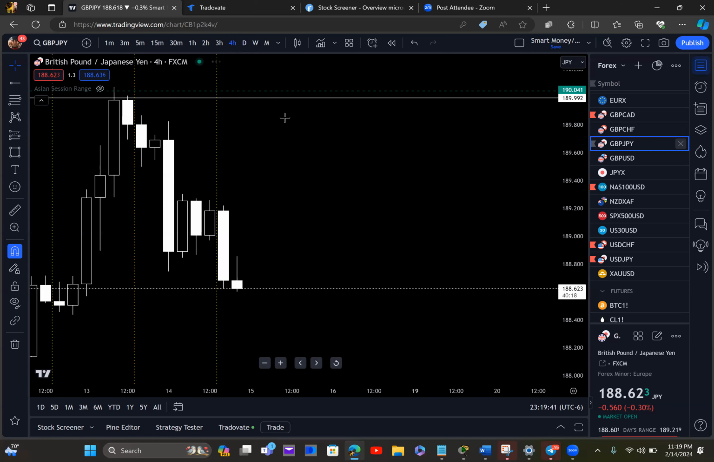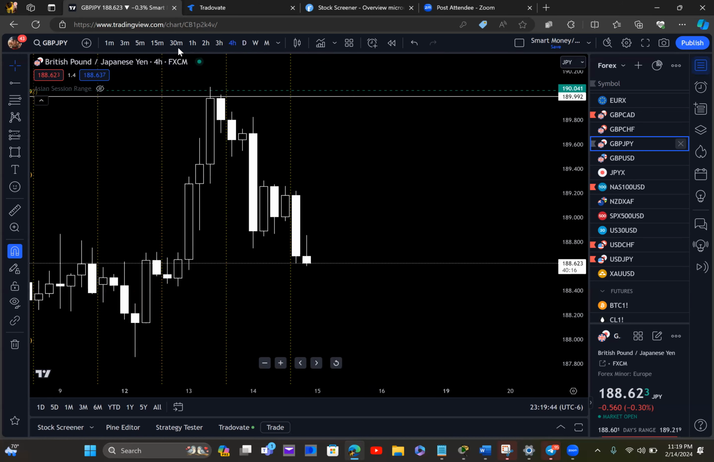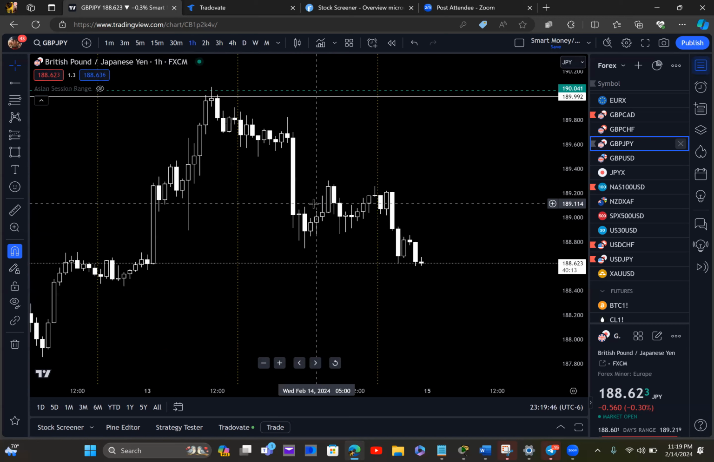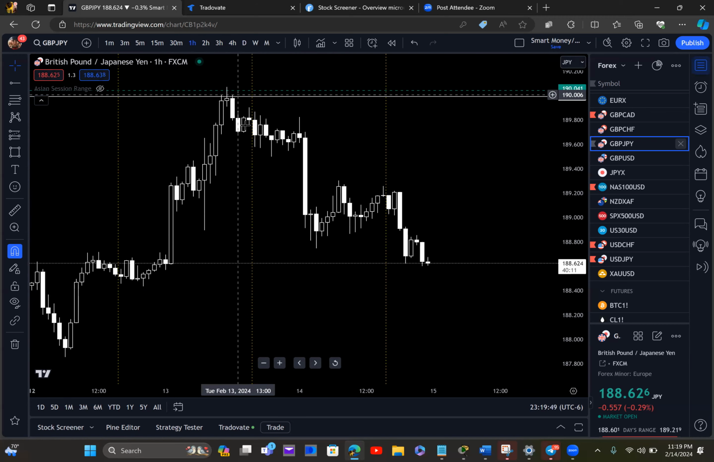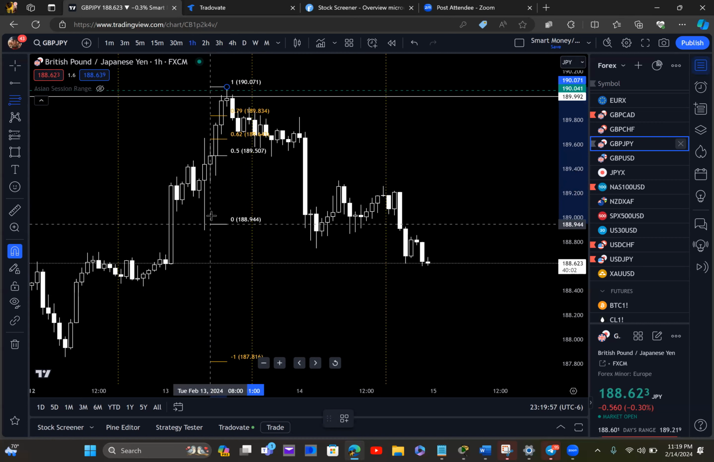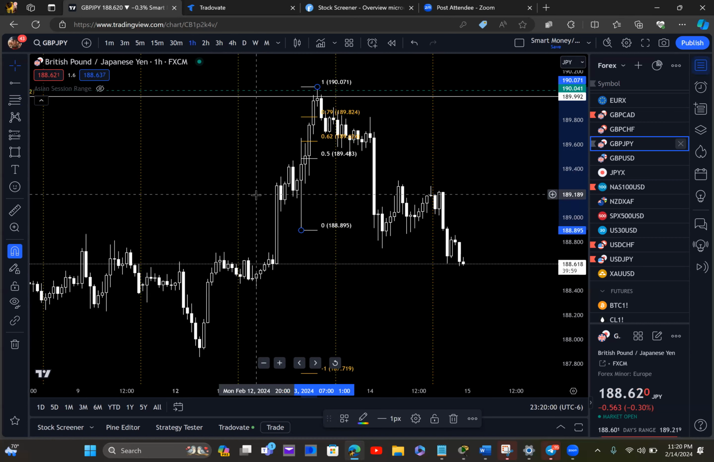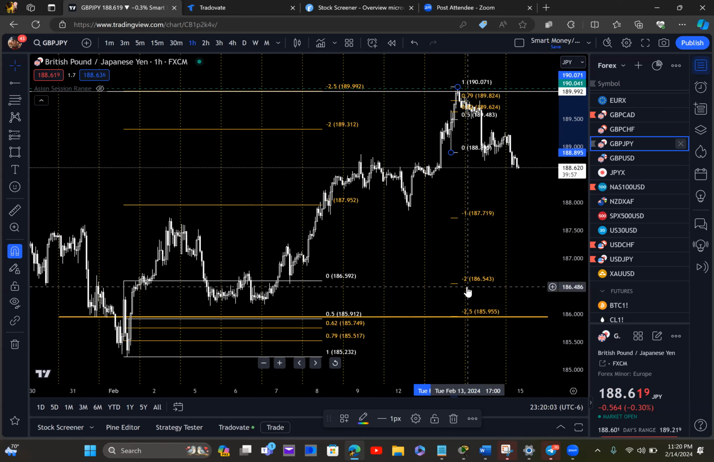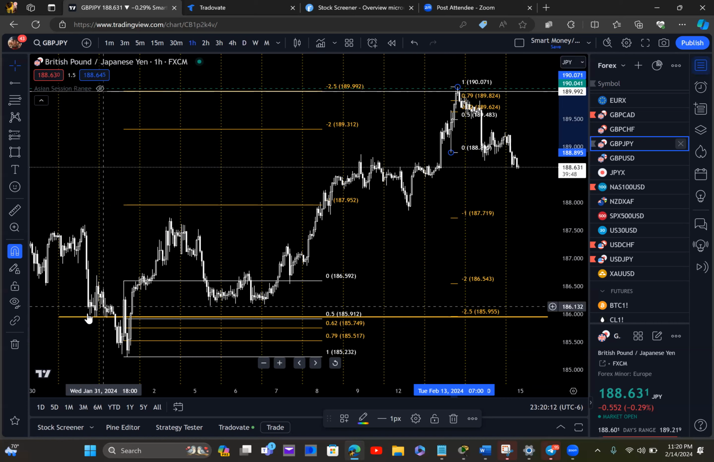Let's go down to the 1. So this is the 1. If I put standard deviation from here, that is low. -2 right there, -2.5 right here. Look, the -2.5, look how it lined up with where the initial liquidity grab came. Y'all see that right there?